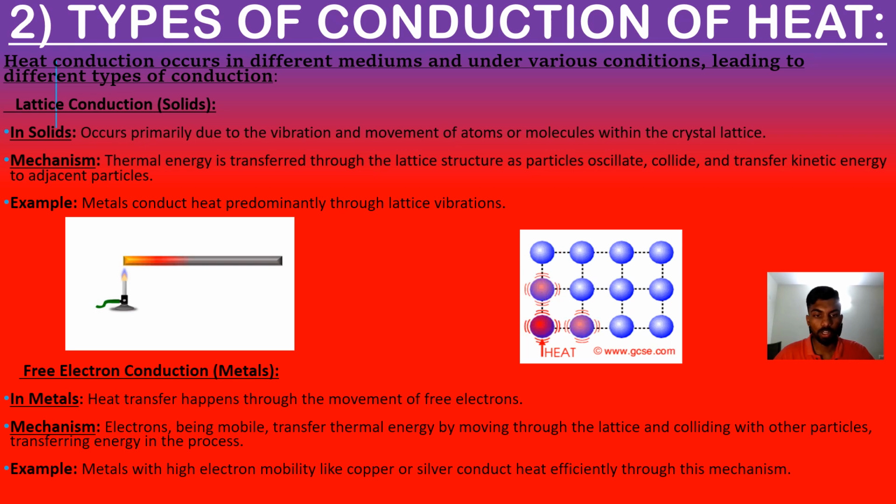The next is free electron conduction, which occurs in metals. In metals, heat transfer happens through the movement of free electrons. The mechanism behind this is electrons being mobile transfer thermal energy by moving through the lattice and colliding with other particles, transferring energy in the process. The example for this is metals with high electron mobility like copper or silver, which conduct heat efficiently through this mechanism.